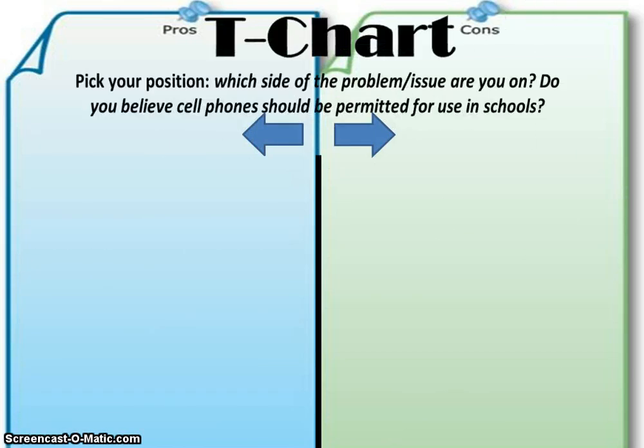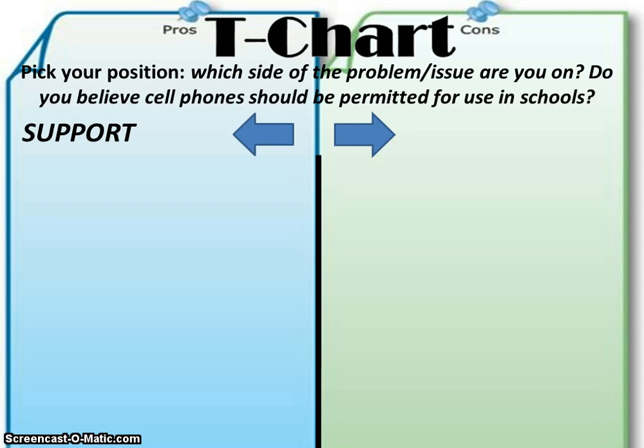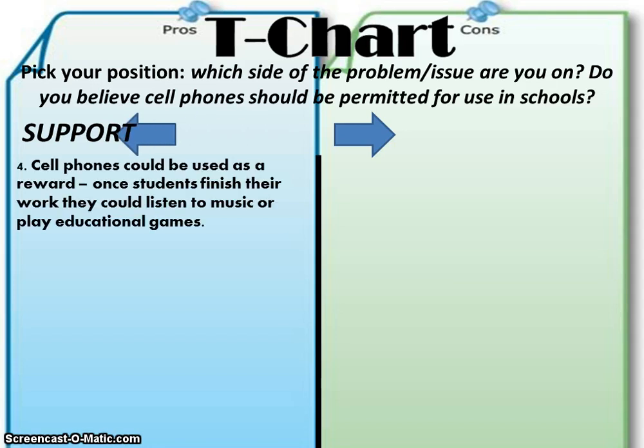Alrighty. So again, for those of you who supported, you said that cell phones could be used as a reward. Once students finish their work, they could listen to music or play educational games. This certainly appeals to many of the students because if we're looking at it as a reward, it's a great thing for us to motivate us to finish our work if need be. I think I could come up with some supporting details for this. It may not be the strongest reason, but it's certainly helpful.